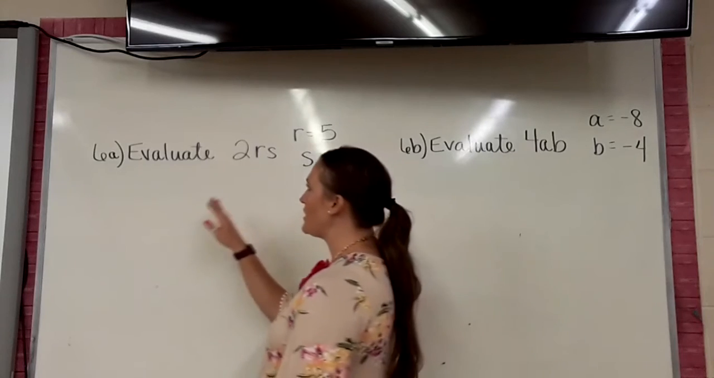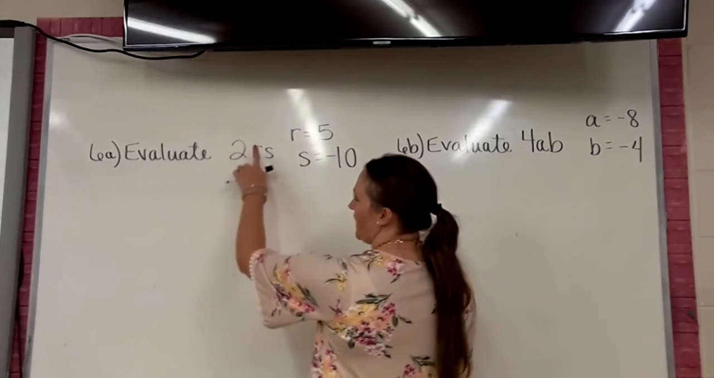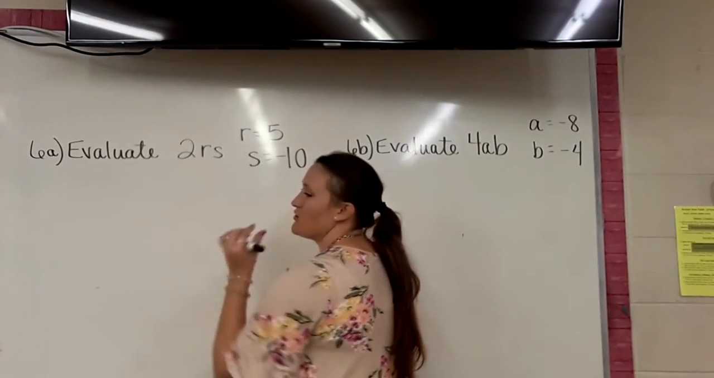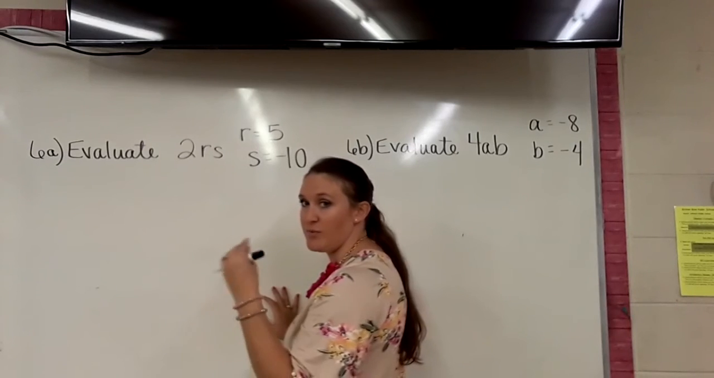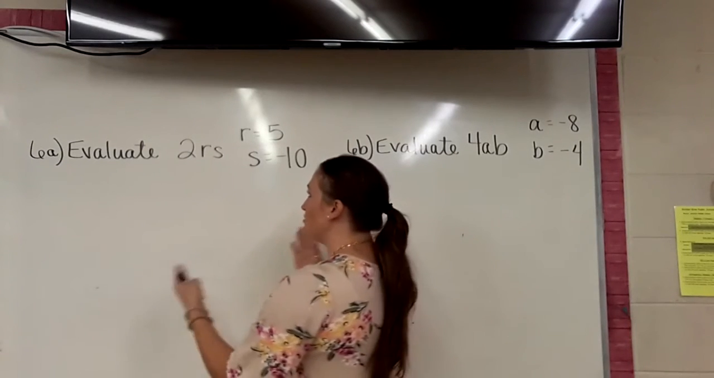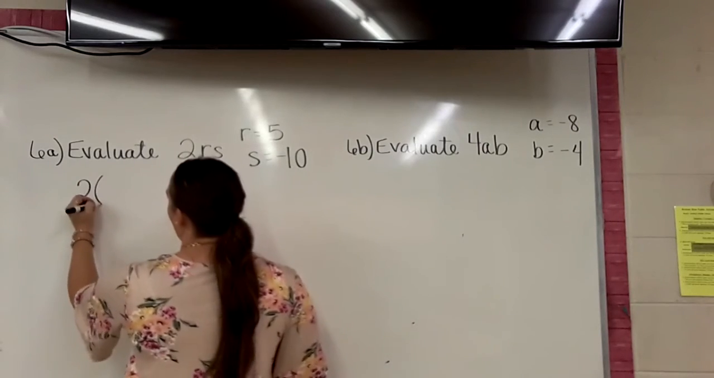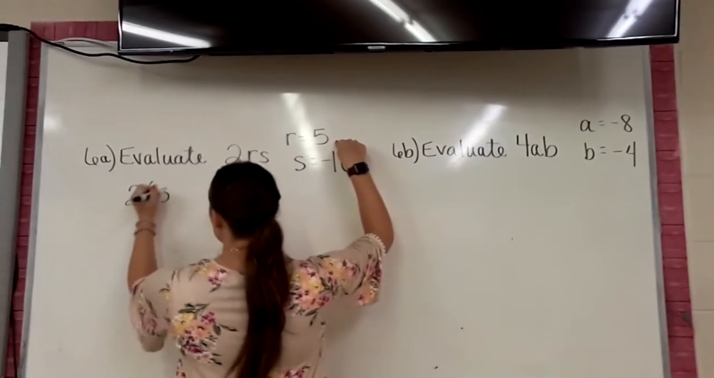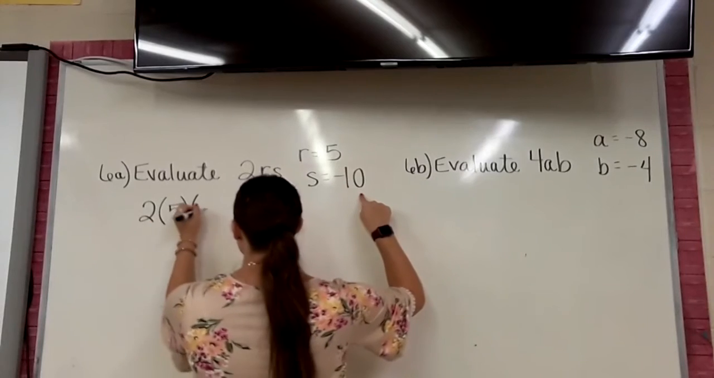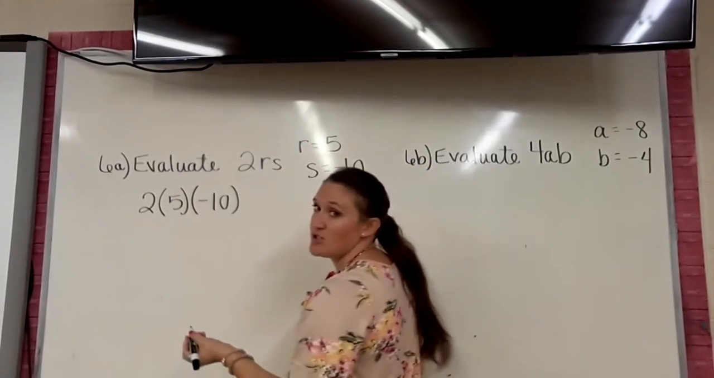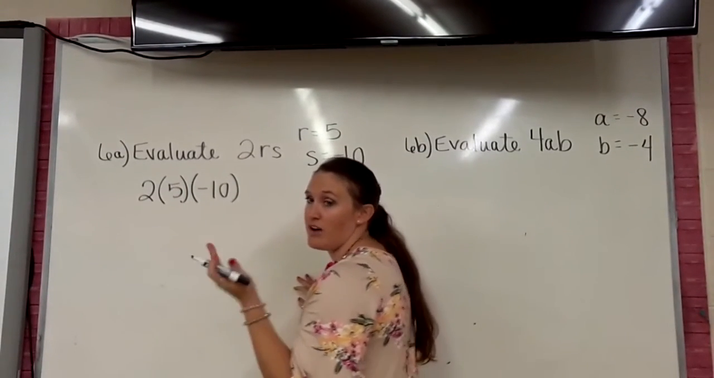Okay, so evaluate 2RS. This means 2 times R times S. So the first thing we always do on these problems when we have to substitute in numbers is rewrite them. So I have 2 times, they tell me R is 5, times S, which is negative 10. Now I'm just solving these problems. You can use your calculator.